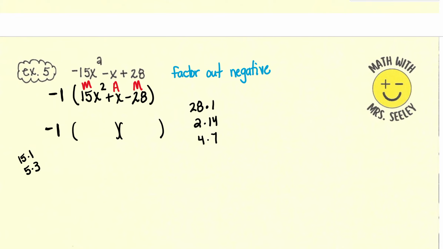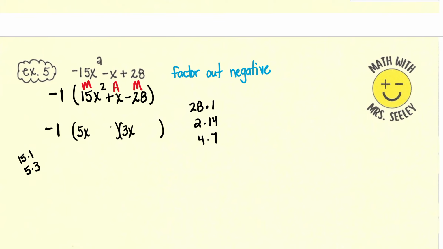I think I'm going to try the 5 and the 3 again. Remember, I kind of like to use the middle of the road numbers. That's not always going to be your answer, but I try that first, and if it doesn't work, obviously I'll go to the other set. All right, so now let's kind of try some combinations of numbers.